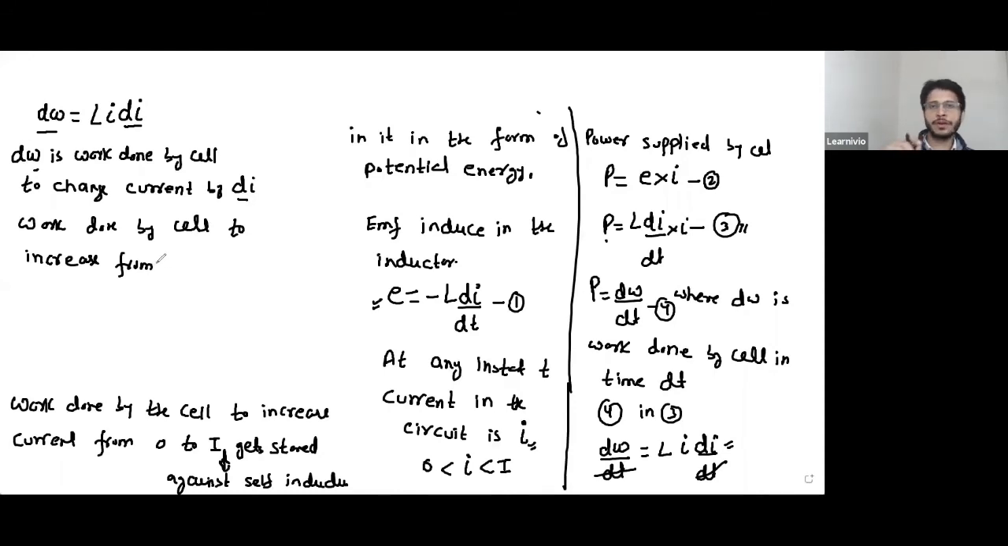Okay, what's the value of current if your circuit is open? Yes, Fatma, if your circuit is open initially, how much is current? 0. Finally, from 0 to a final value, that is I. So this is work done for a small element, a small change in current di. From 0 to I, you have to integrate it. This is 0 to I. This is Li di.